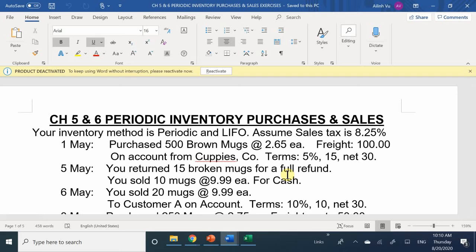Assume that sales tax is 8.25%. All right. So on May 1st, we purchased 500 brown.